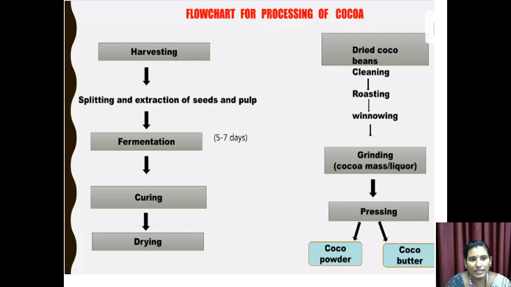First harvesting, then splitting, then fermentation for 5 to 7 days, next curing, then drying. For dried cocoa beans, then cleaning, roasting, winnowing. Winnowing in the sense removal of small particles or dust particles. Then grinding, then pressing. In this pressing process, two variations are there. One is for cocoa powder and another one is for cocoa butter.